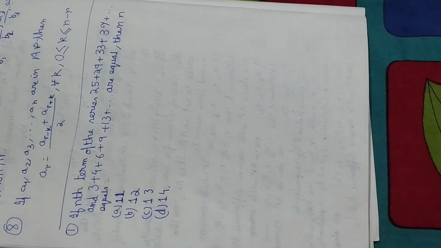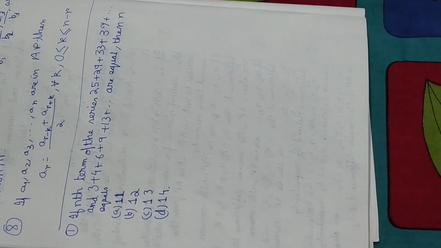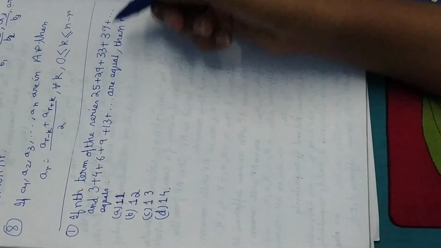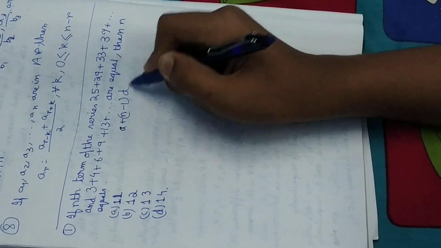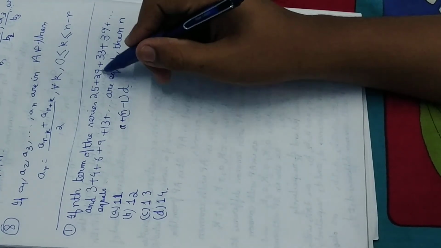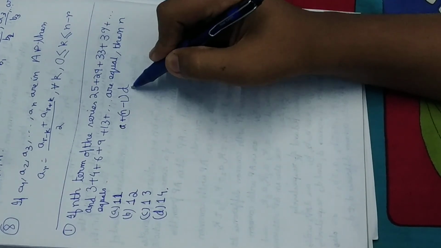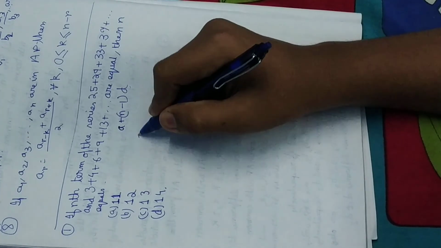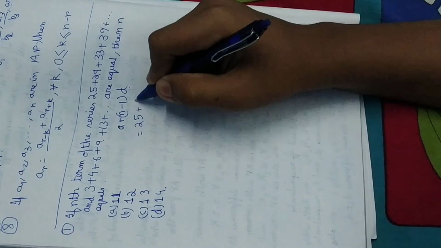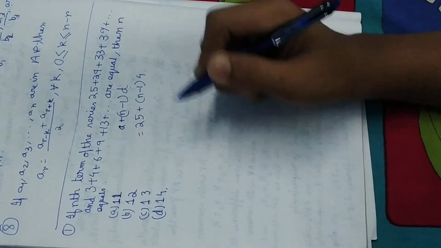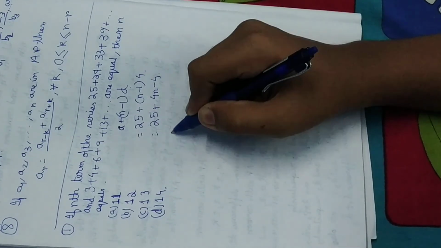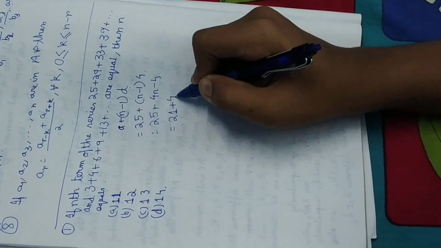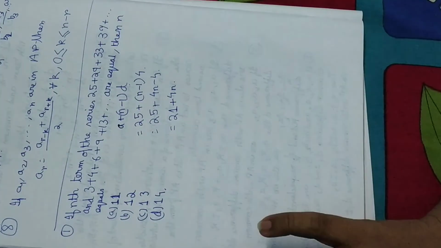I am starting with the solution now. What is the nth term of the first series? It's a very easy AP. The nth term is A plus (n minus 1) into D, as discussed earlier. Here D is the difference between each term, which is 4, and A is the first term, 25. It comes to 25 plus (n minus 1) into 4, which is 25 plus 4n minus 4, which is 21 plus 4n. This is the nth term of the first series.